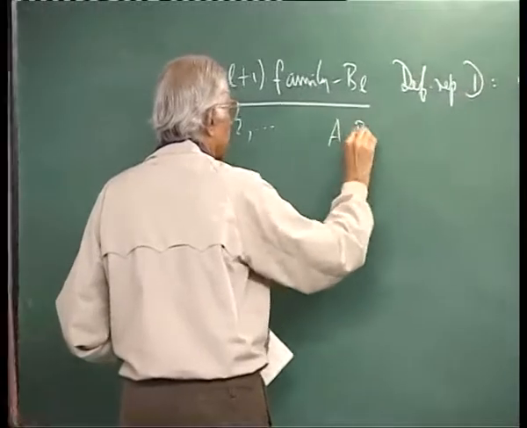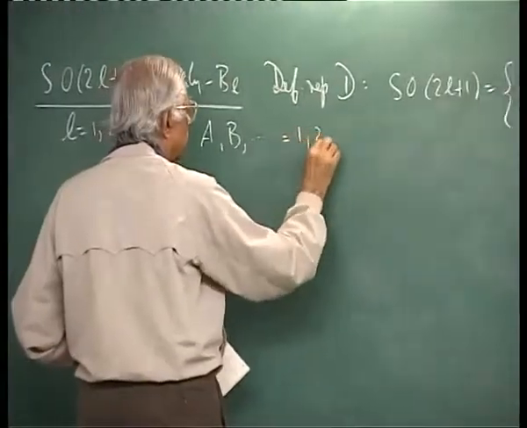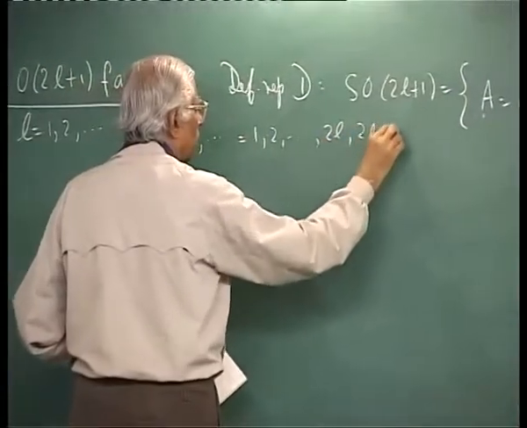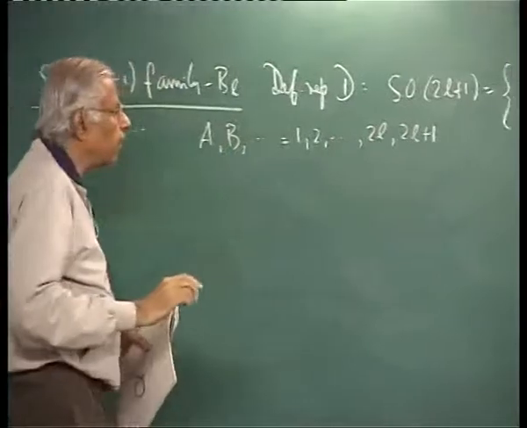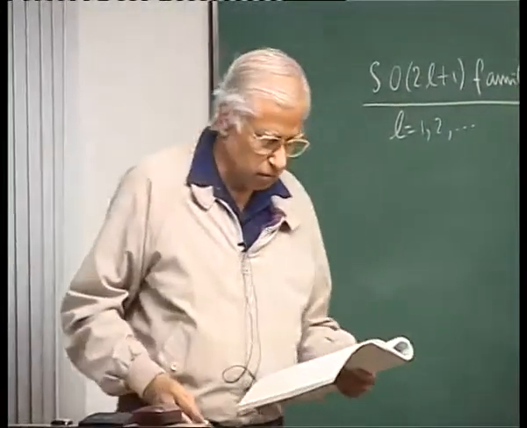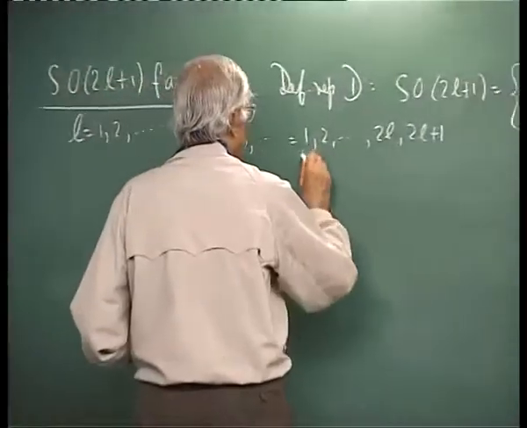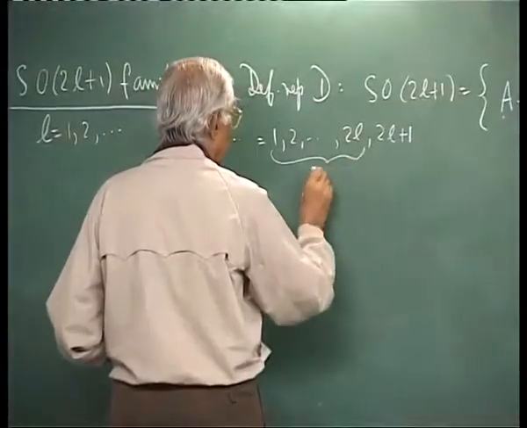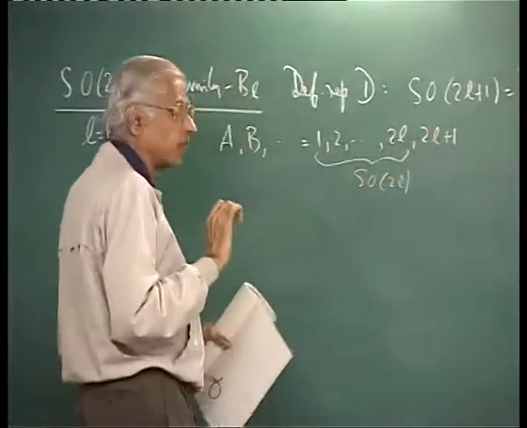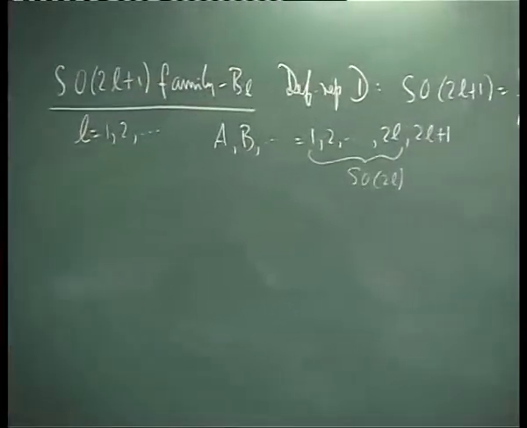Now, what about the index structure? The indices will now, by definition, have to go over an odd number of values, 1, 2, 3, up to 2L plus 1. It means that this is the range which we just had for SO(2L) plus one more value. So we have to keep track of this.